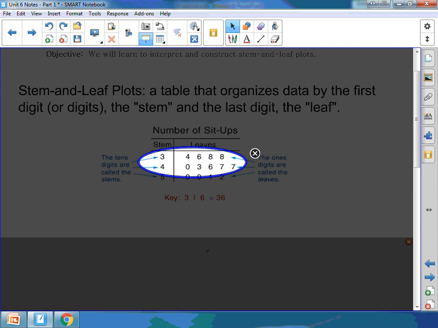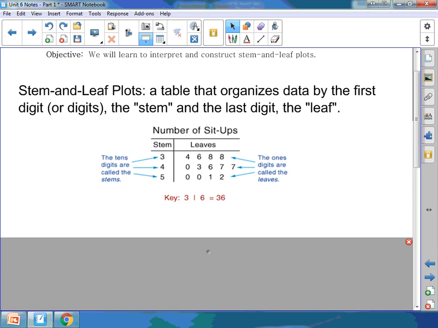Moving down to the middle row, we have a 40. Some student did 40, another student did 43, 46, and then 2 students did 47. Okay, so that's how you read a stem and leaf plot like that. So from there, you can answer questions that go along with that.